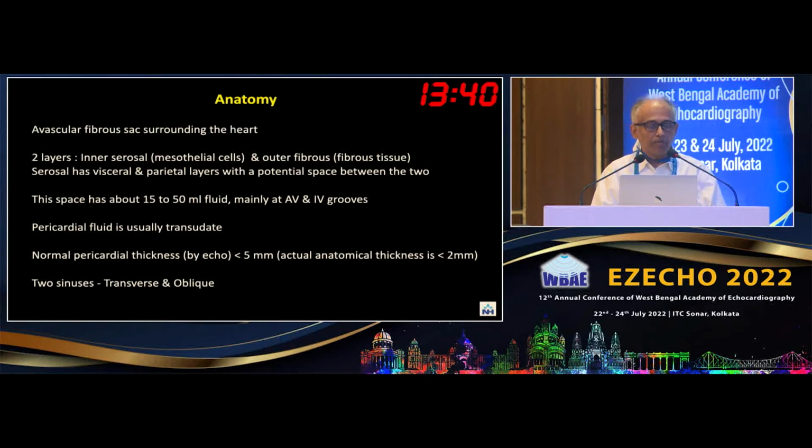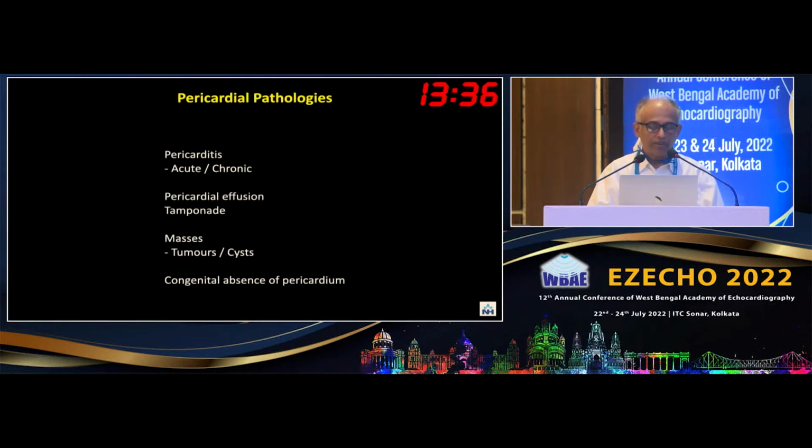And you also have to keep in mind there are two sinuses, the transverse and the oblique. So this is just a brief overview of the anatomy. Now coming to the pathologies themselves, it's again a very broad one, so there are many ways of looking at the types of diseases. So you have pericarditis, and the common ones are the acute and chronic, and then there is the effusion, and then the tamponade, which is the other extreme of it, and masses, the tumors and cysts, and then the absence of pericardium.